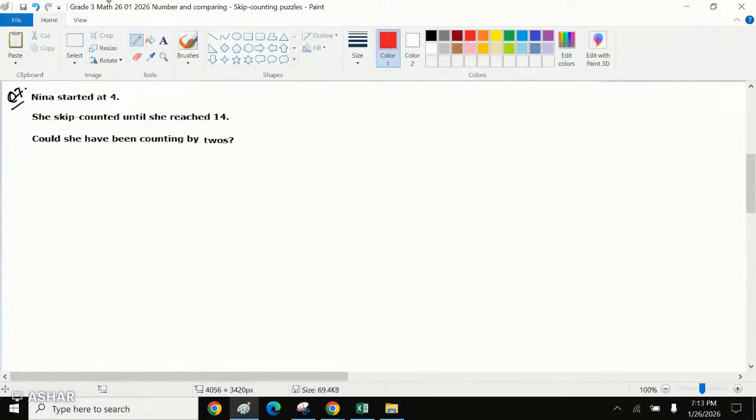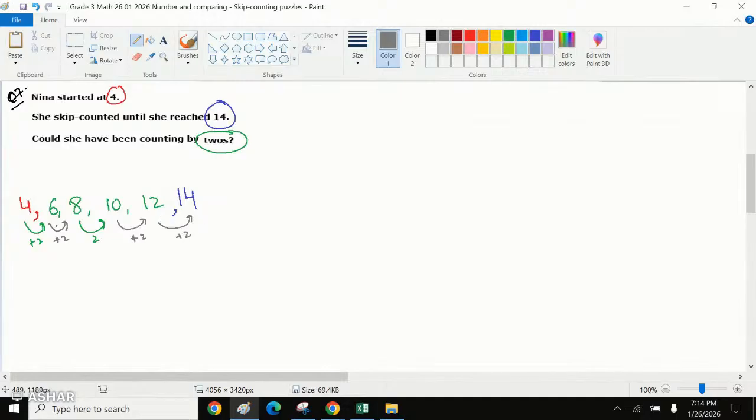Okay. The starting point for Nina is 4. She's counting from 4 and she wants to reach 14, right? Let's see if she skip counts by 2. That means 4 plus 2 is 6. 6 plus 2 would be 8. 8 plus 2 would be 10. 10 plus 2 would be 12. And 12 plus 2 would come out to be 14, right? So if she is skip counting by 2s, add 2, plus 2, and plus 2, right? That means if she begins at 4, she can say 14. Yes, we agree on this, right?